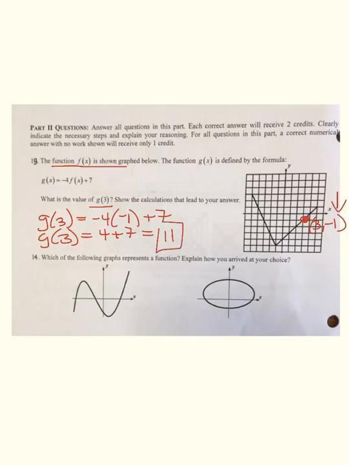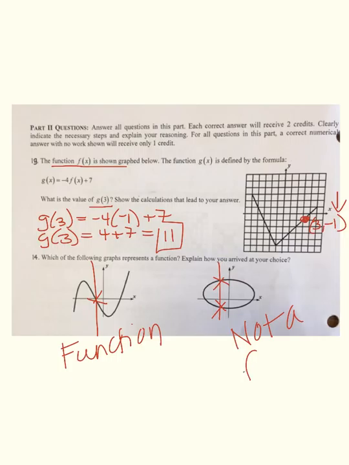Which of the following graphs represent a function? Explain how you arrived at your choice. So we're going to perform the vertical line test, and if we draw a vertical line anywhere on this graph, you will see that it will only hit in one spot. So this is indeed a function. However, when we draw that on this ellipse here, we get 2 points of intersection, therefore we have to reject it as a function. So it's not a function.